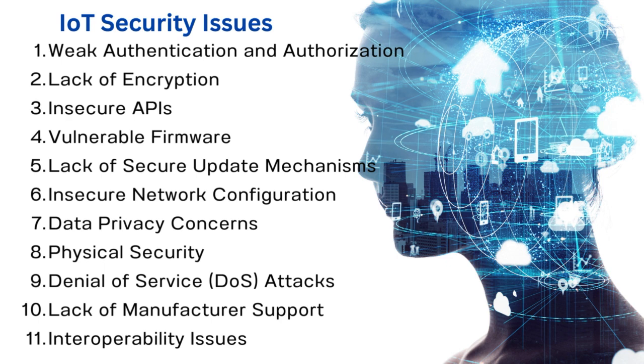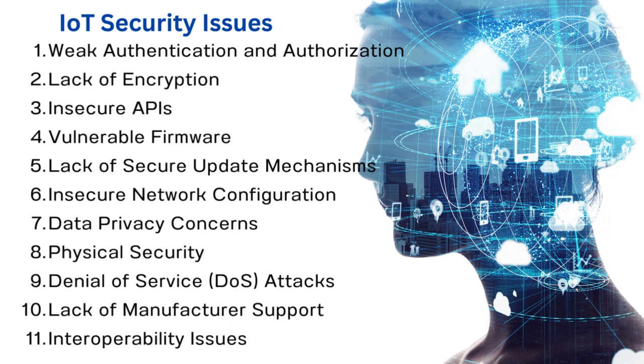Third is insecure APIs. APIs are used for communication between IoT devices and servers. So they may lack proper authentication and access controls, which enables attackers to manipulate device functionalities, extract sensitive data, or perform unauthorized actions on the network. And four is vulnerable firmware. Outdated or unpatched firmware in IoT devices may contain known security vulnerabilities, which attackers can exploit to gain unauthorized access, manipulate device functionality, or launch further attacks within the network.